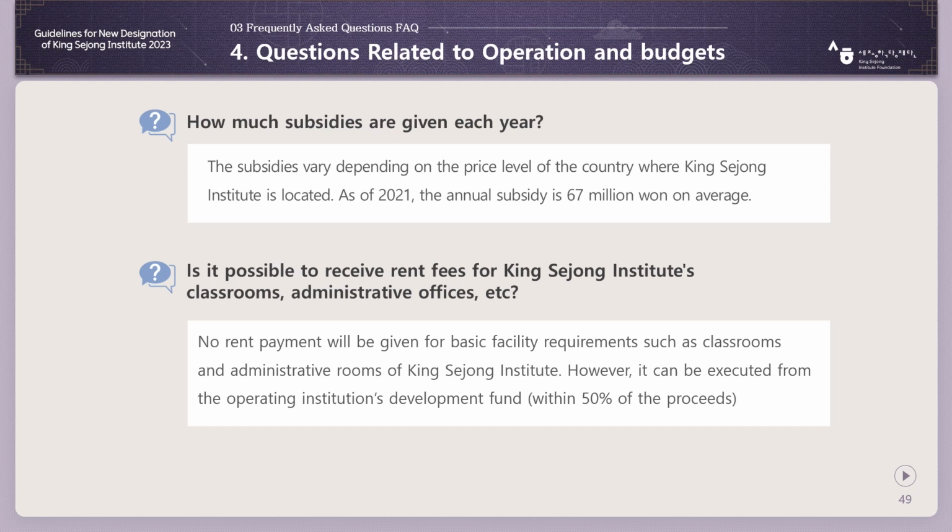However, the development fund of the operating institution can be drawn within 50% of the proceeds of the King Sejong Institute. Hence, it can be executed here.